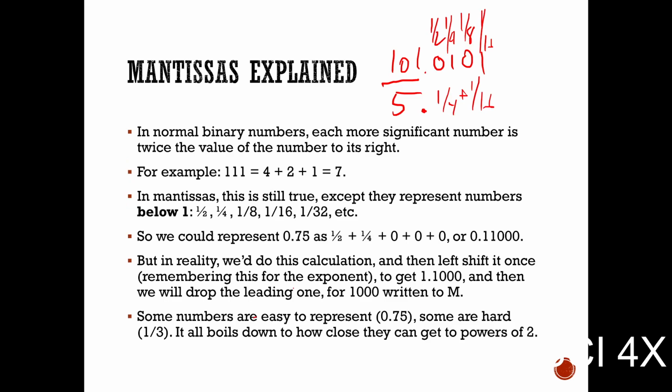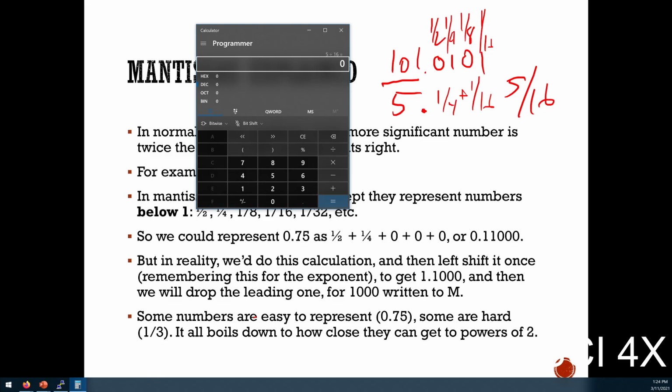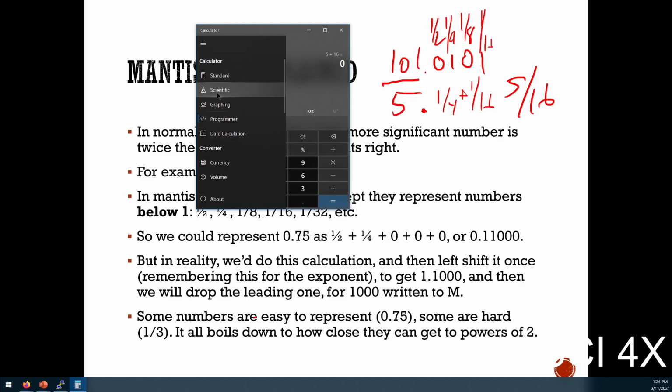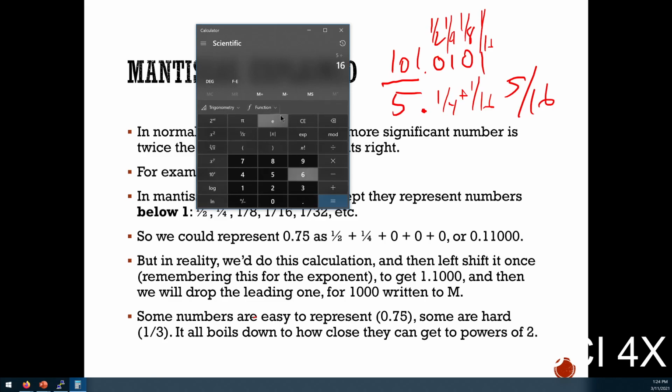Or you can just observe that this is... Where's my mouse? There we go. You observe this is 5/16, right? Let's do it that way. 5 divided by 16 is 0, because we're in programmer mode. Cool. 5 divided by 16 is 0.3125. Yep. So the answer is 5.